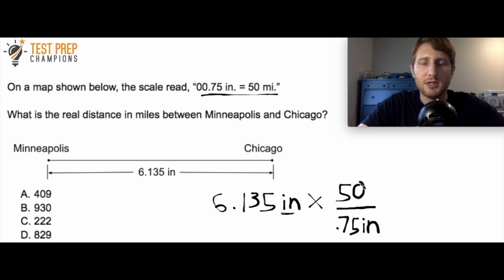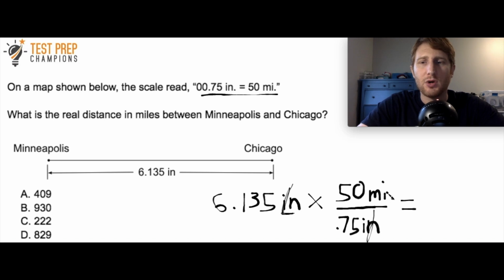So if I'm starting with 6.135 inches, all right, I'm going to write a fraction, and when I set my fraction up, the number with the inches has to go down in the bottom. The reason is because we've got inches divided by inches, and the inches will cancel out. And when I do my calculation, the answer is going to be in miles, which is what we want.